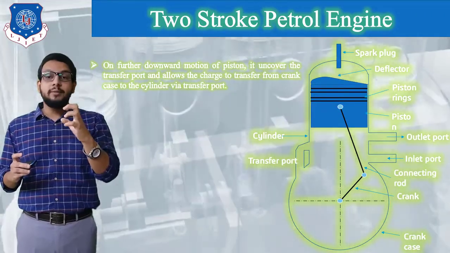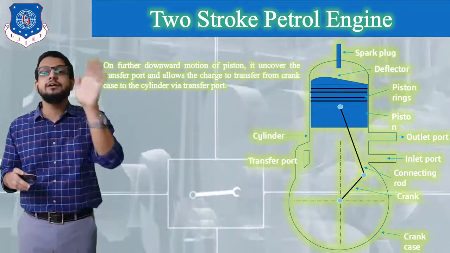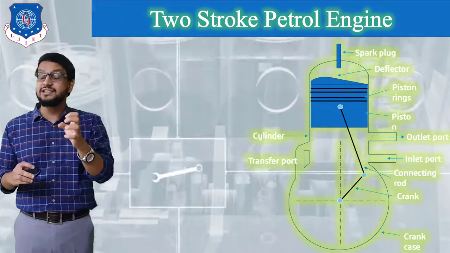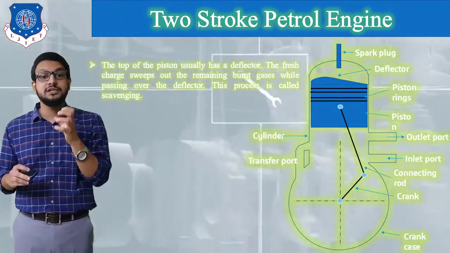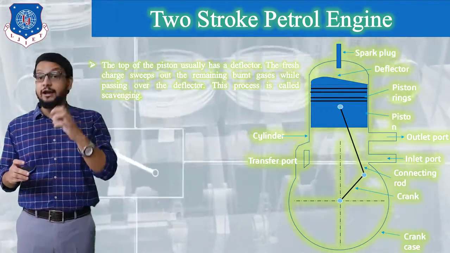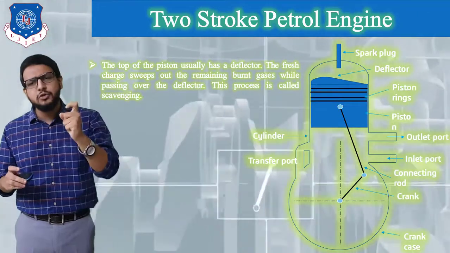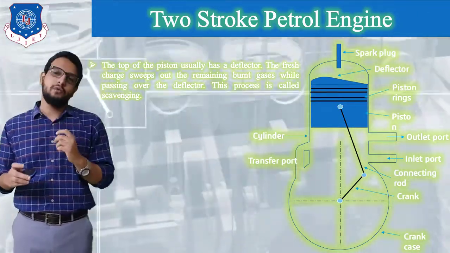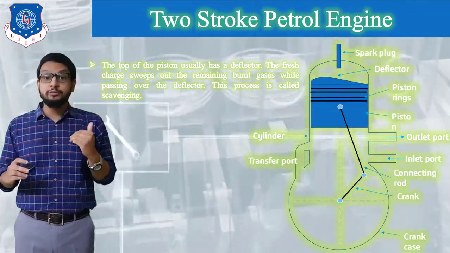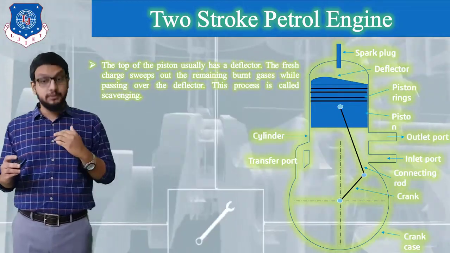So what is going to happen, that fresh charge will push the hot gases to leave the cylinder. This process of sweeping out of hot gases by means of a fresh charge is called a scavenging process. This process is most important, and even while doing a scavenging process, some portion of fresh charge also leaves through the outlet valve. Because of this reason we can say that the two-stroke engine has become obsolete, because there is a loss of fresh charge through the outlet port while doing a scavenging process.